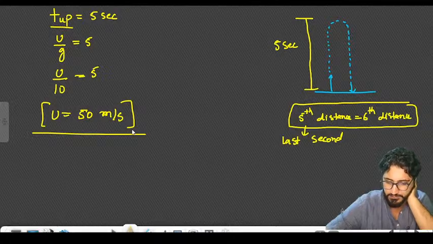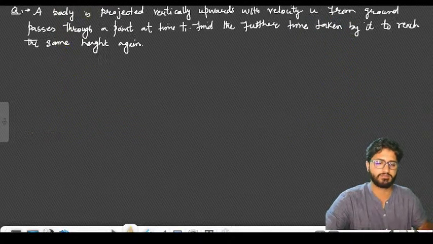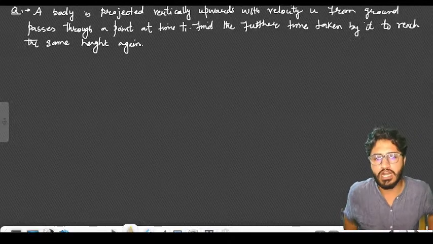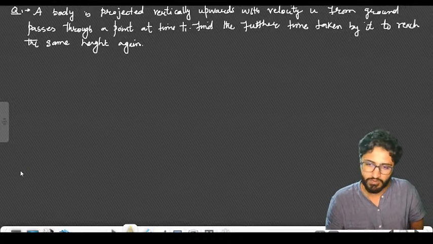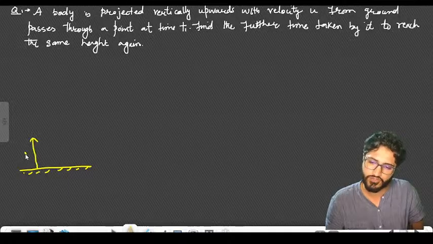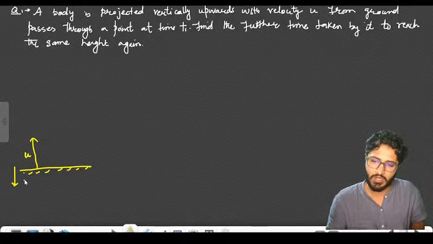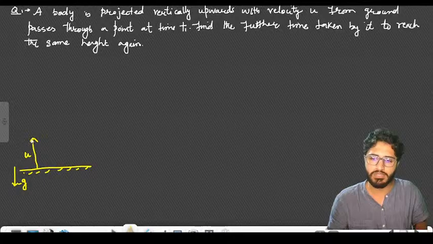Great. Look now. One more numerical. A body is projected vertically upwards with velocity u from ground. So we have a ground and we projected something upwards with velocity u. And g will always act downwards, minus g. It passes through a point at time t1. So at time t1, let us suppose it will come like this.